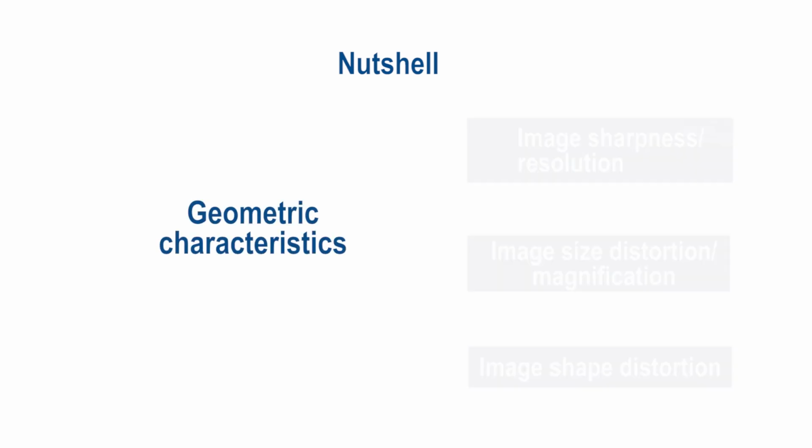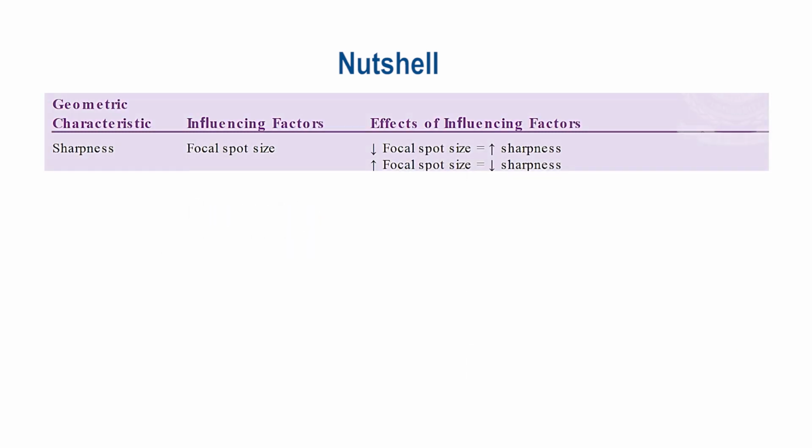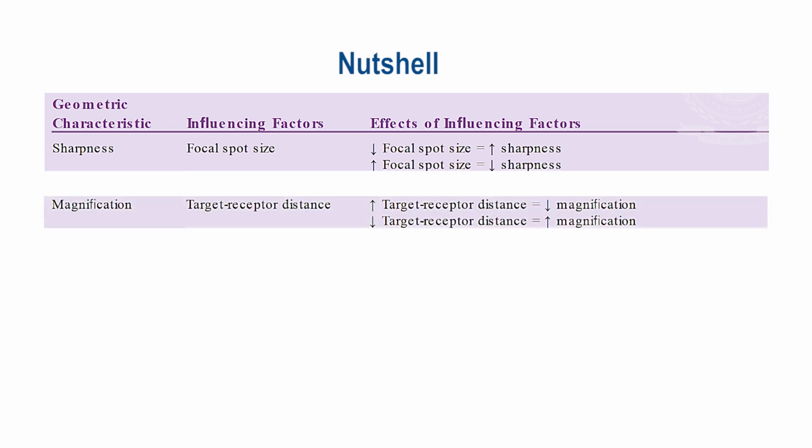So, lastly, to summarize, there are three geometric characteristics: sharpness, magnification and distortion. Sharpness depends upon the focal spot size. If we decrease the focal spot size, it will result in increased sharpness of the image. Magnification depends upon the target receptor and object receptor distance. If we increase the target receptor distance, the magnification will be minimal. Similarly, when we decrease the object receptor distance, the magnification will be minimal.